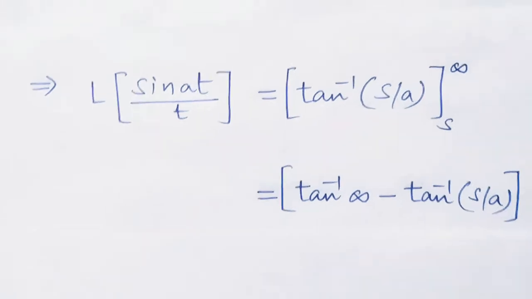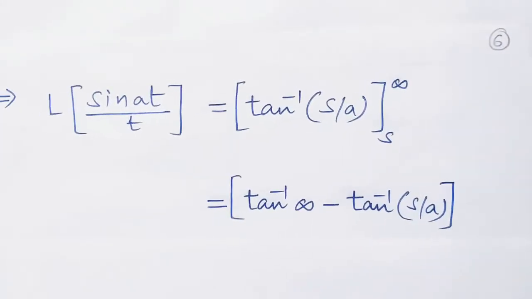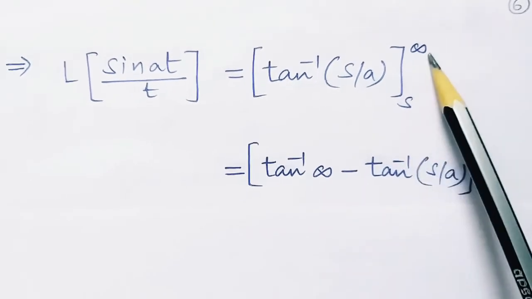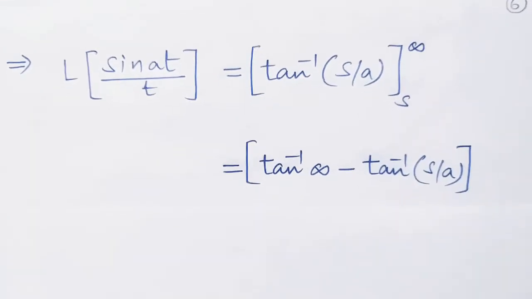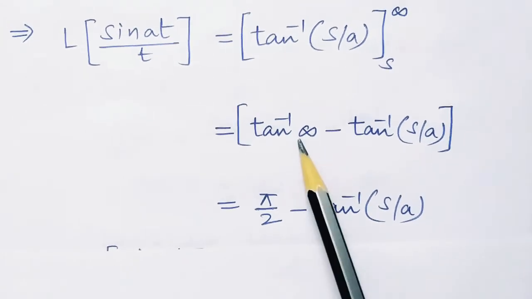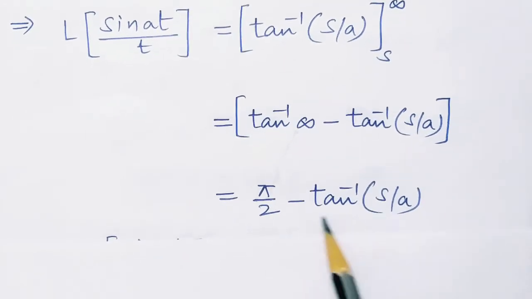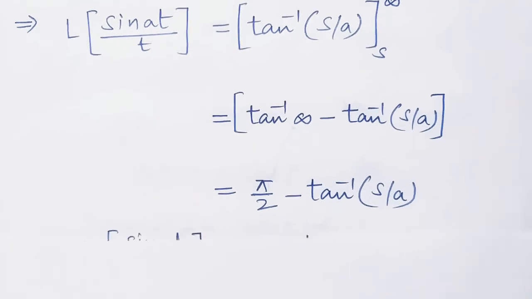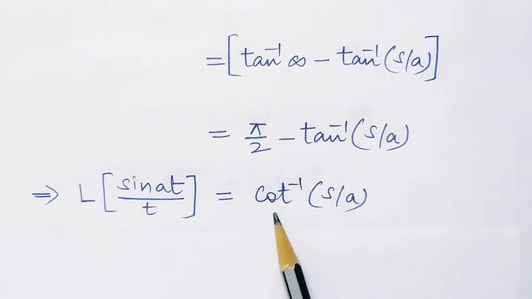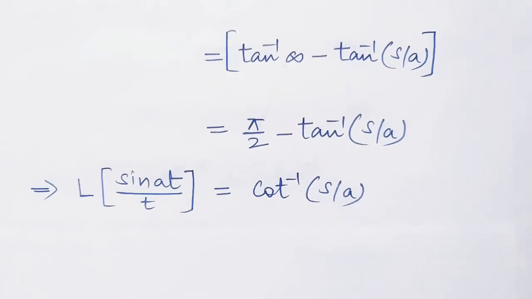So once we replace s by infinity and then s by s only, now we have Laplace of sine of at divided by t is tan inverse of s by a between s to infinity. Again, tan inverse of infinity minus tan inverse of s by a, that is pi by 2 minus tan inverse of s divided by a, since tan inverse of infinity is pi by 2. And this is Laplace of sine of at divided by t is cot inverse of s divided by a.